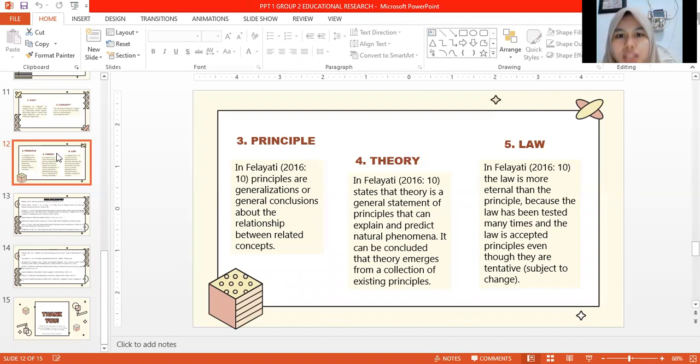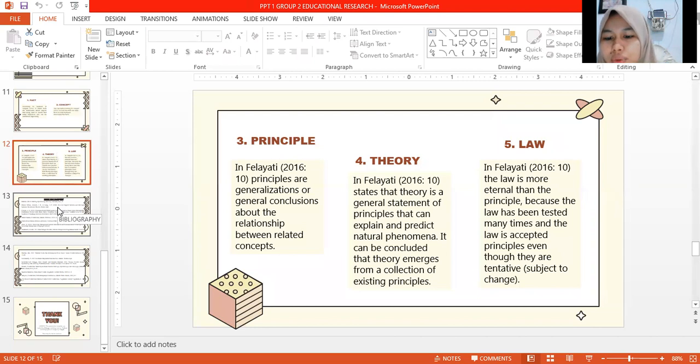And for theory, Velayati states that theory is a general statement of principle that can explain and predict natural phenomena. It can be concluded that theory emerges from a collection of existing principles. An example is the theory of meteorology that predicts when the rainy season will start, and the theory of the occurrence of rain so that scientists can make artificial rain.